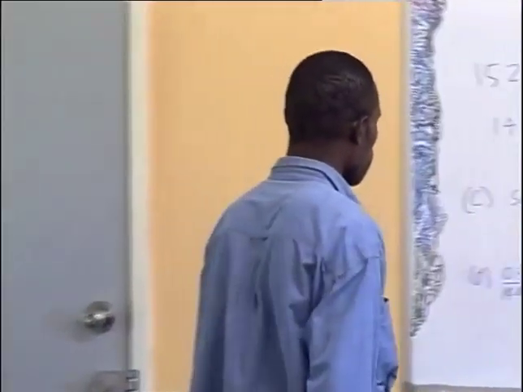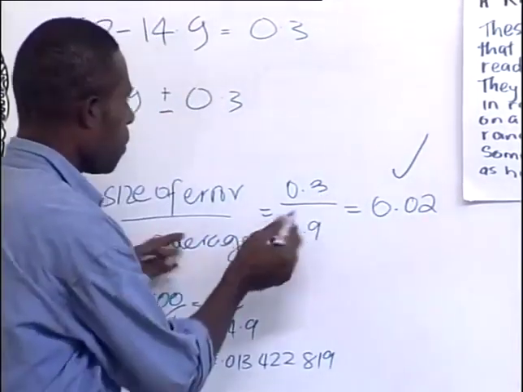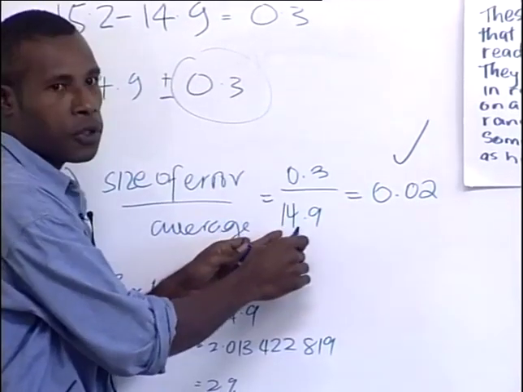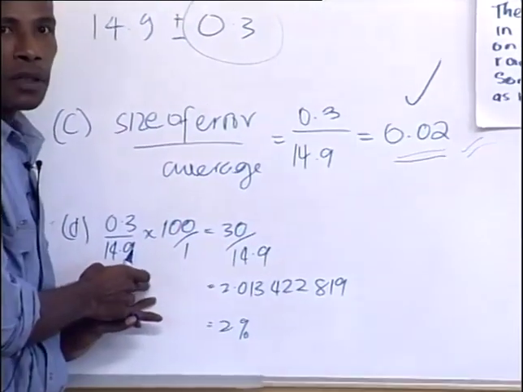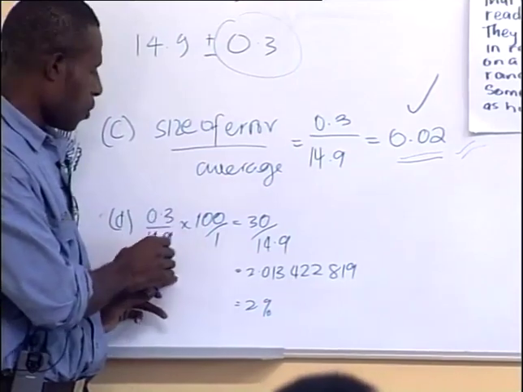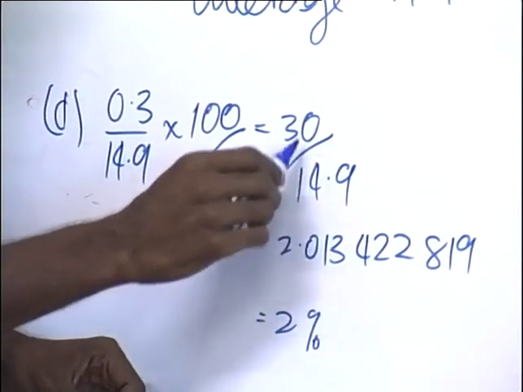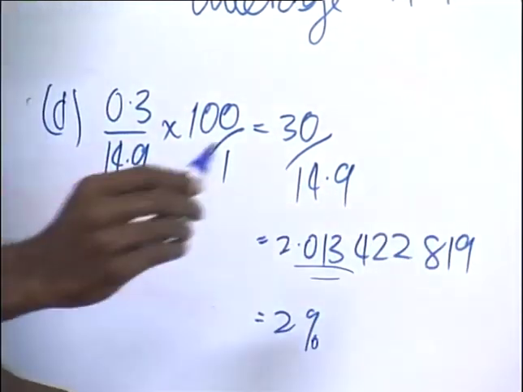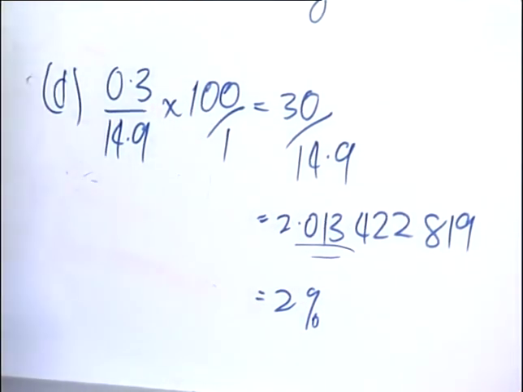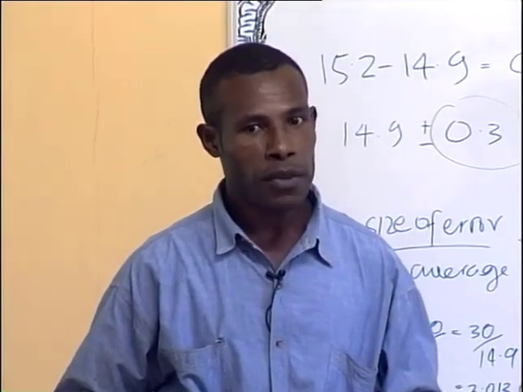Okay, very good. Quickly to go through this one. That is the fractional error, simply the size of the error, 0.3 over 14.9. And finally, the percentage or relative error: 0.3 over 14.9 times 100, which gives 30 over 14.9, and the answer will be 2.013. When you round it, it's 2%. Using this 2%, you can estimate whether you are more accurate or you have made a little bit of error or mistakes.